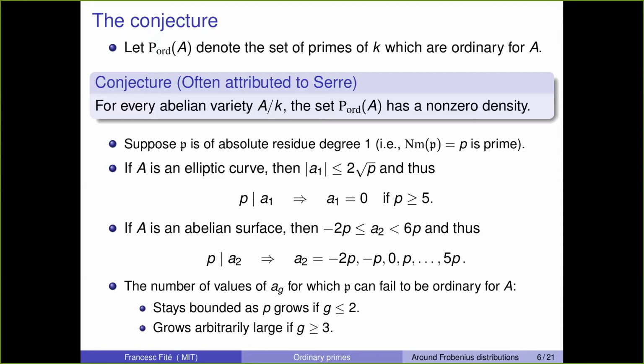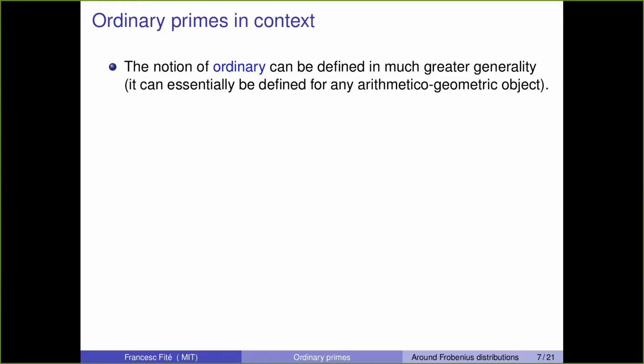Okay. So now, yeah, I plan to tell you what is known. So here we see some dichotomy between dimension less than 2 and dimension bigger than 2. And this dichotomy will manifest in what is known and what is not known. But before moving to this, let me put ordinary primes a little bit in context.